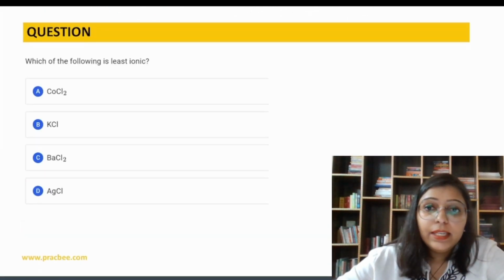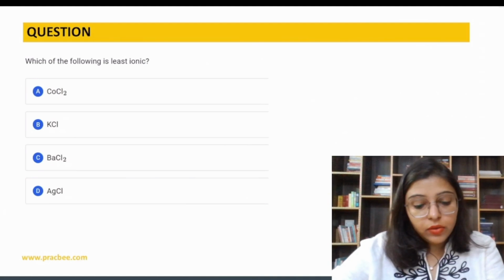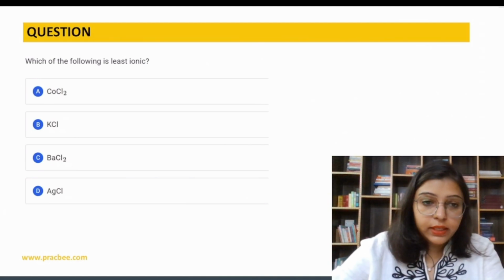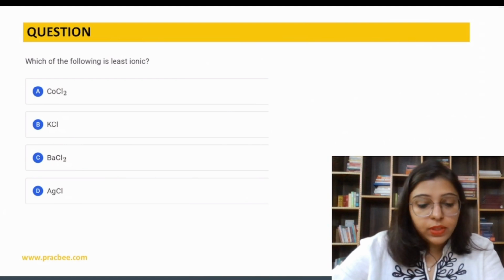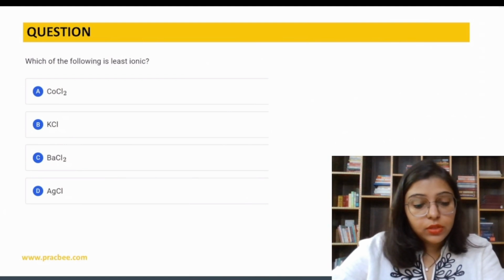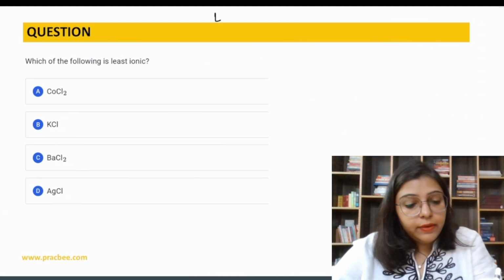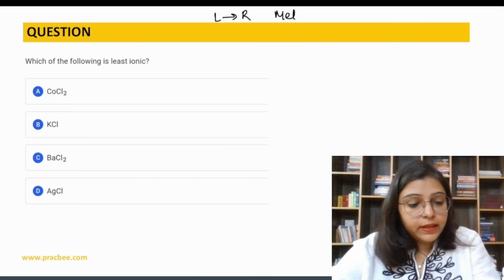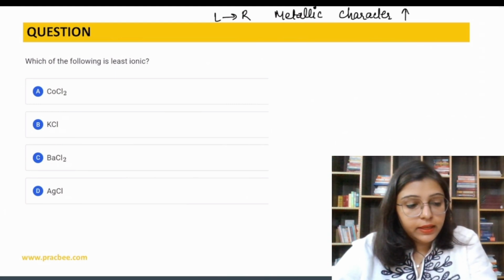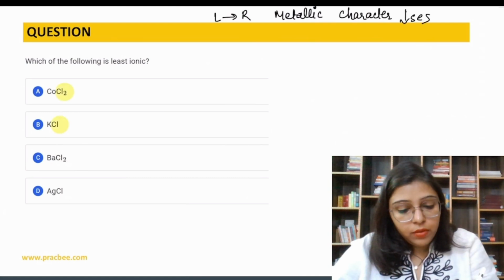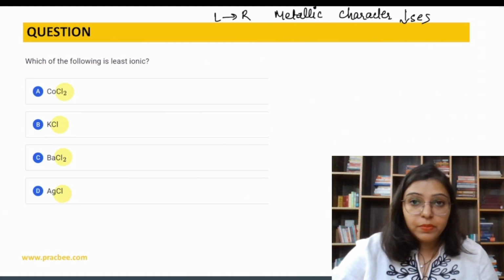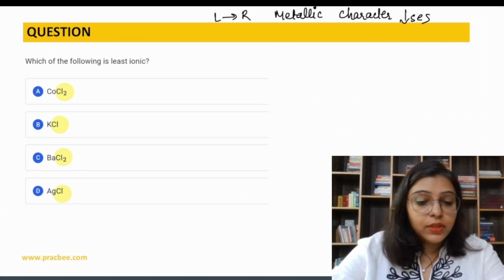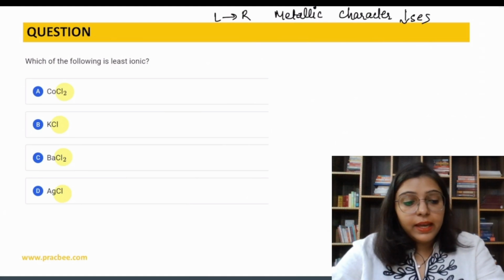Which of the following is least ionic? A. Cobalt chloride, B. KCl, C. Barium chloride, D. AgCl. So how to do this question? We know that moving left to right, metallic character decreases, right? And Cl minus is the same in all. So we have to find out the ionic character with respect to the cation only. If metallic character decreases, we can say ionic character also decreases.